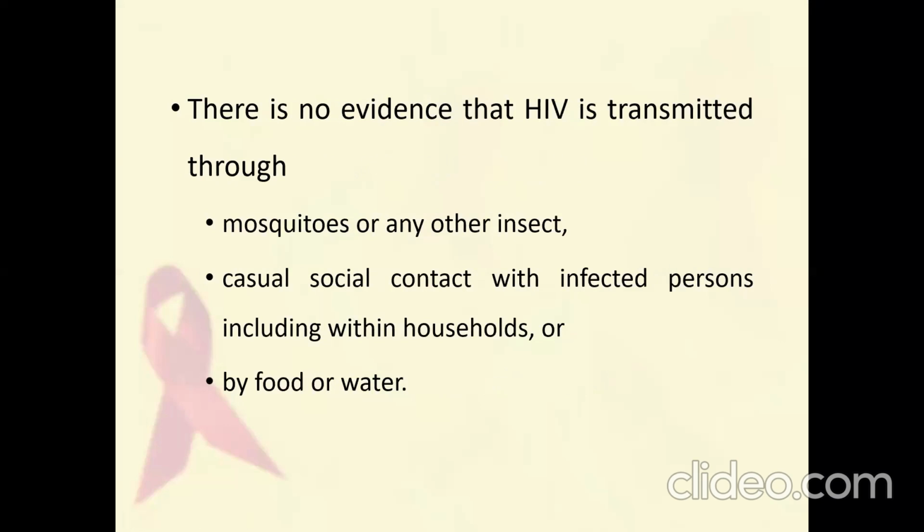There is no evidence that HIV is transmitted through mosquitoes or any other insect, or through casual social contact with an infected person, including within households or by food or water.